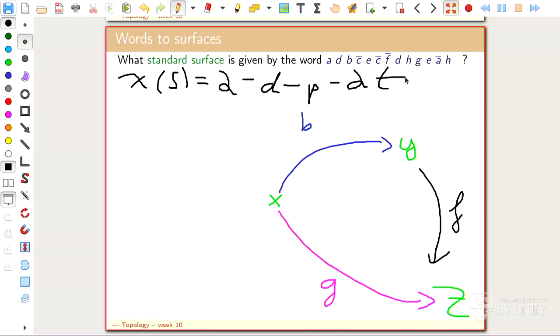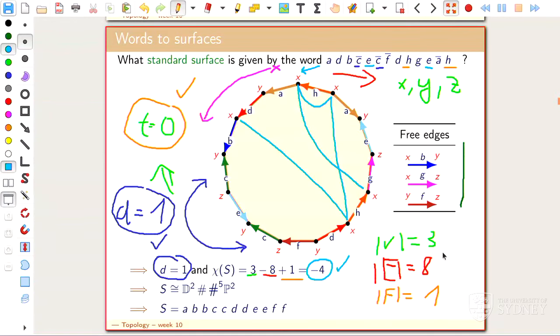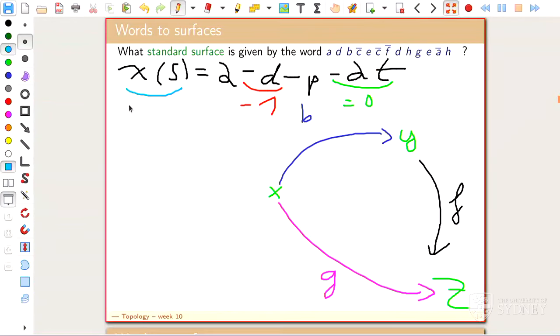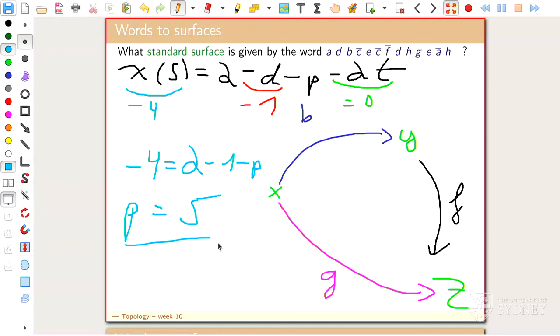Okay, now we can just solve. So D is 1, so this is minus 1. We already know that T is 0. I forgot what chi is, but it's on the previous slide. Was it minus 4? It's minus 4. So we have the equation minus 4 equals 2 minus 1 minus P. And we can solve for P. So P is 5, if I'm not miscalculating. Hopefully you will see it's 5. And then we are done.